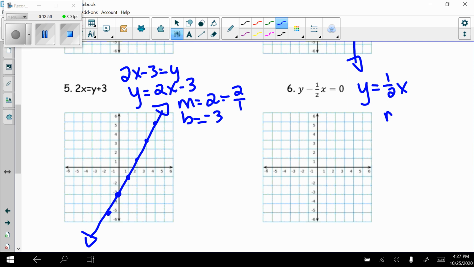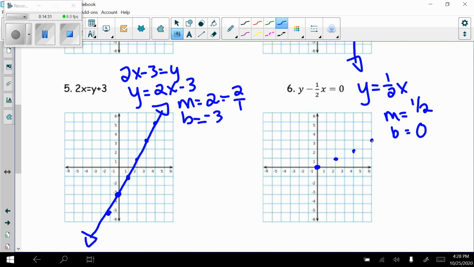I want to identify my slope and my y-intercept. My slope is the number in front of x, 1/2. My y-intercept is the number being added or subtracted to x. There's not one, so that is 0. So that means that this graph, my very first point, my y-intercept is at 0, so it's at the origin. My slope is 1/2, so from 0, I go up 1 over 2, make a dot. Then I continue to do that until I run off my graph. Up 1 over 2, up 1 over 2.